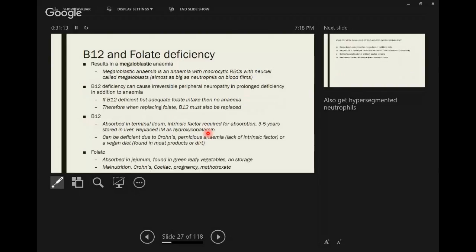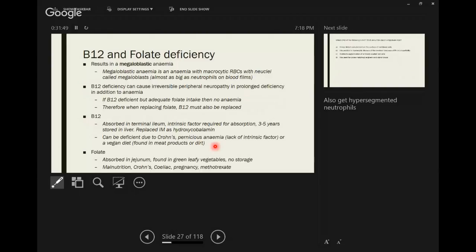B12 is absorbed in the terminal ileum. Intrinsic factor is required for absorption. So when you have a lack of intrinsic factor, it's called pernicious anemia. That's another autoimmune condition. There's 3 to 5 years stored in the liver. So if someone comes in vegan and they've been a vegan for 6 months, it's unlikely to be a B12 deficiency. And so they might use that to trick you in an exam. It's replaced as hydroxycobalamin. It can be deficient due to Crohn's, pernicious anemia, or a vegan diet.